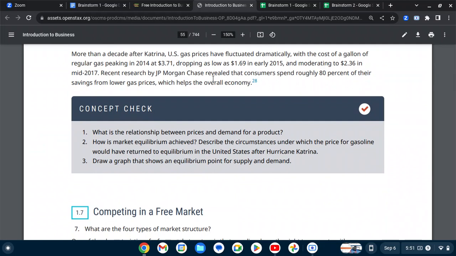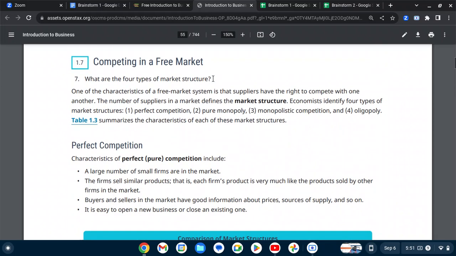More than a decade after Katrina, U.S. gas prices have fluctuated dramatically, with the cost of a gallon of regular gas peaking in 2014 at $3.71, dropping as low as $1.69 in early 2015, and moderating to $2.36 in mid-2017. Recent research by JP Morgan Chase revealed that consumers spend roughly 80% of their savings from lower gas prices, which helps the overall economy.